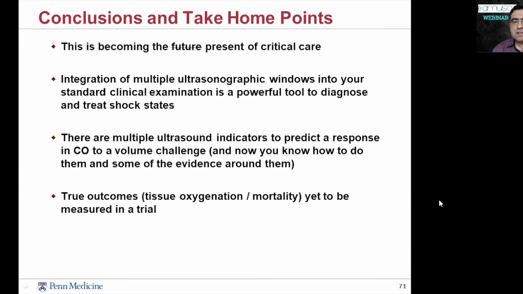Cameron, in your opinion, what is the best method to evaluate or predict volume responsiveness in patients with respiratory asynchrony or dyssynchrony?